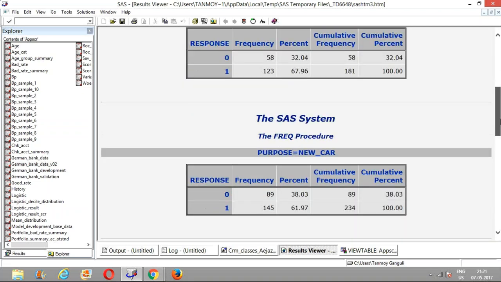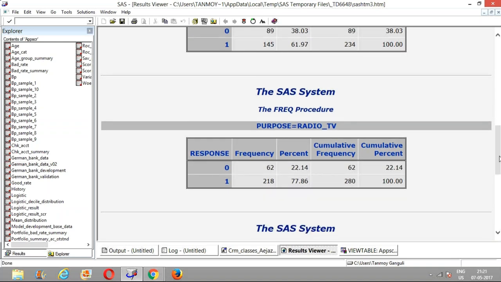And for radio TV, there are 280 accounts. So if I plug them together, I get a very large base, which would give me a clearer and more prominent picture of the aggregate behavior of the bad rate.